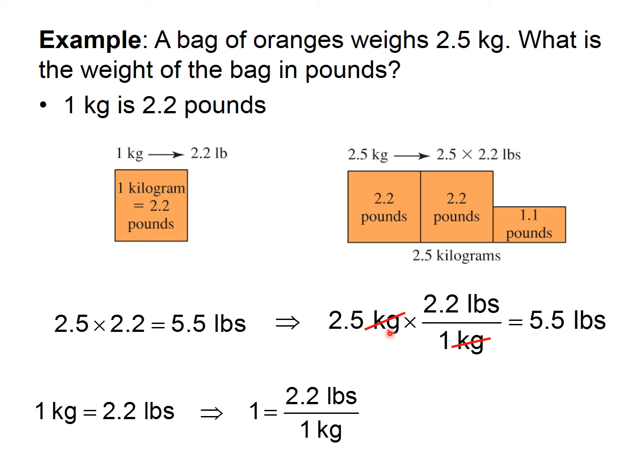I've got kilograms in the numerator and kilograms in the denominator. They're the same, and so they cancel out. So I get 2.5 times 2.2, and the label that's left is pounds, and so I get my 5.5 pounds. This is the way dimensional analysis works. We start off with a problem where we want to convert from one unit to another unit, and in the end what we do is take our original quantity and multiply it by some fraction that equals 1 in such a way that our units cancel, leaving the units that we want.